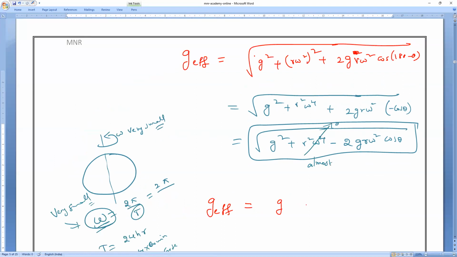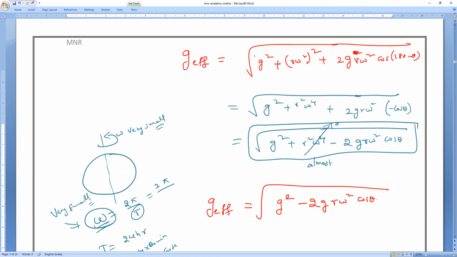So g into... okay. So what will happen in the next step? You all can check it, everyone. I will multiply both numerator and denominator. Let me write it now: g square minus 2g r omega square cos theta. So this is what we have.